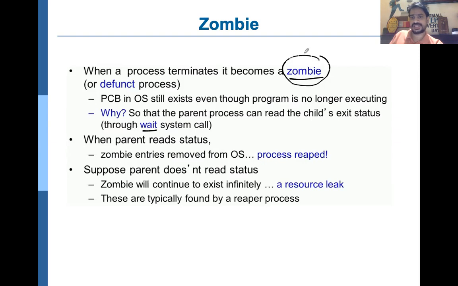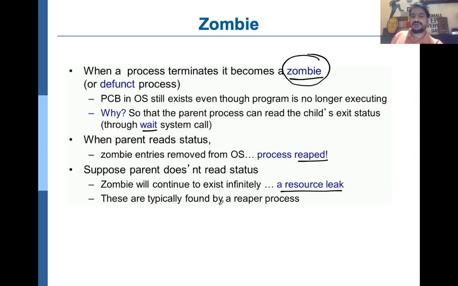Once a child becomes a zombie, wait is going to return 0. When the parent reads the status, the zombie entry is removed from the operating system, and the child process is terminated. Suppose the parent doesn't read the status, then the zombie continues to exist indefinitely. That is called a resource leakage.